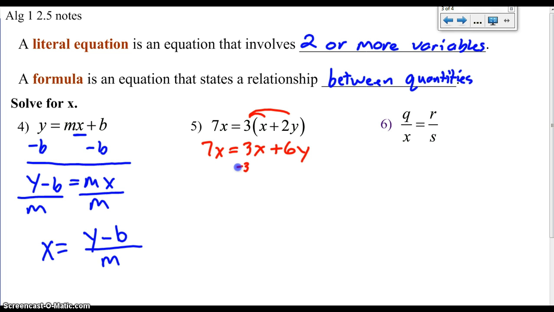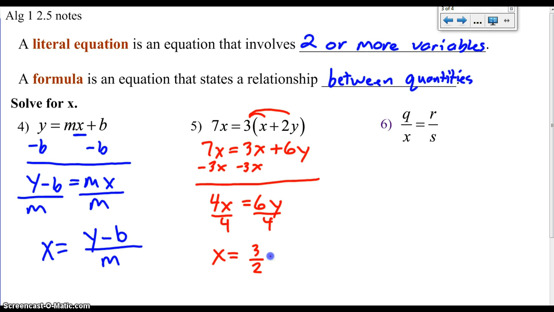I want to move all the x terms to one side, so I'm going to move those to the left. That seems to be the simpler choice in this scenario. So 4x equals 6y. Divide by 4. And 6/4 we would want to go ahead and simplify to be 3/2. So x is equal to 3/2 y.